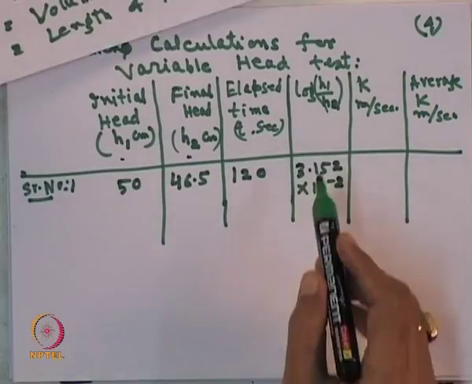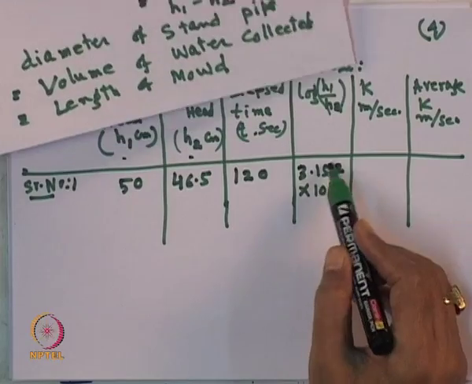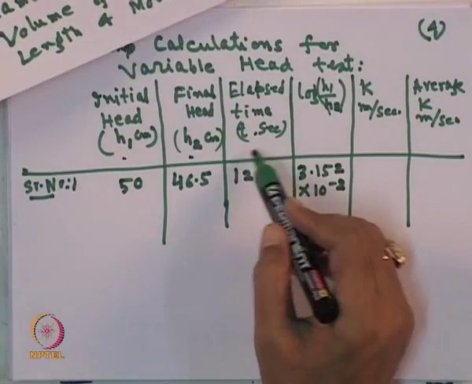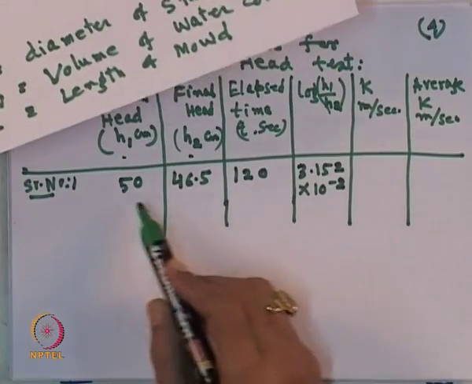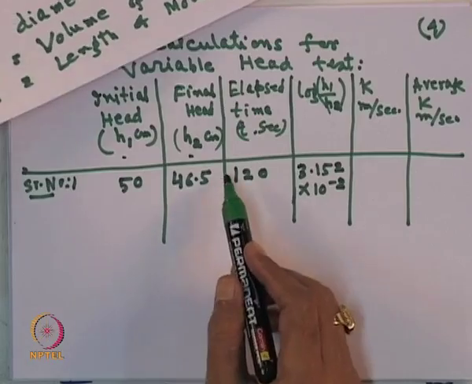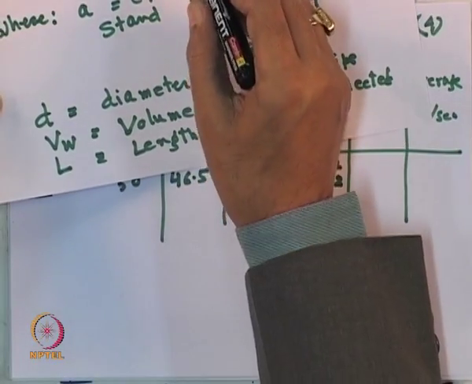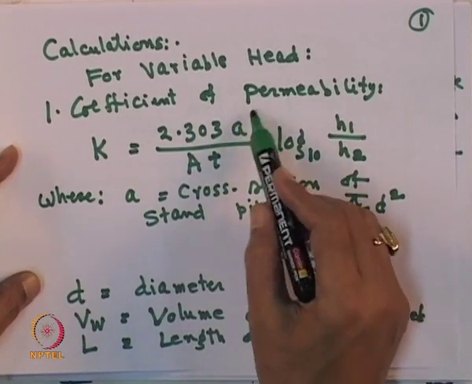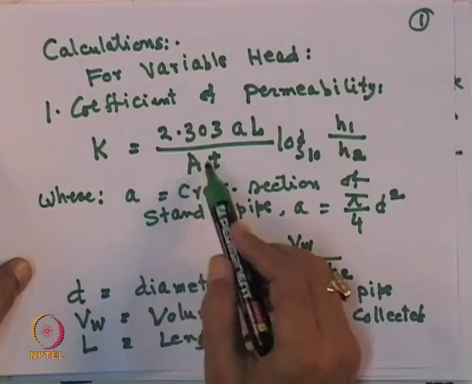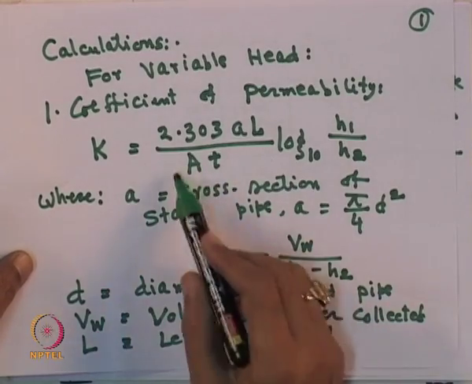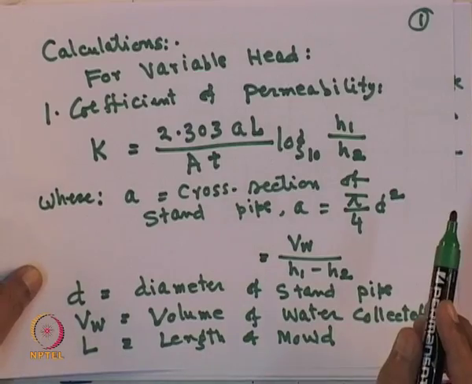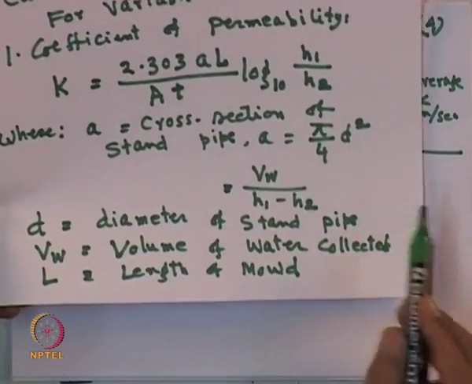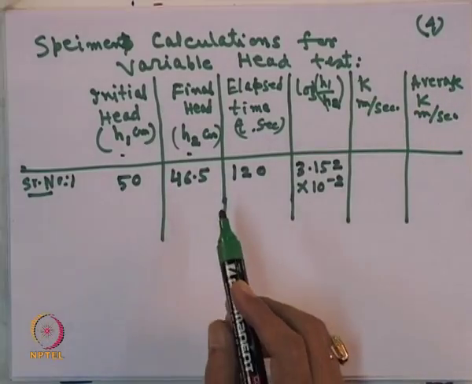You know from here what is log h1 by h2. So, this value is known. You know the elapsed time, and you know the initial and final height. This is the constant cross section area of the standpipe, which is known. The length of the sample is known, and the cross section area of the mold sample is also known. So, knowing this, you can calculate the coefficient of permeability.